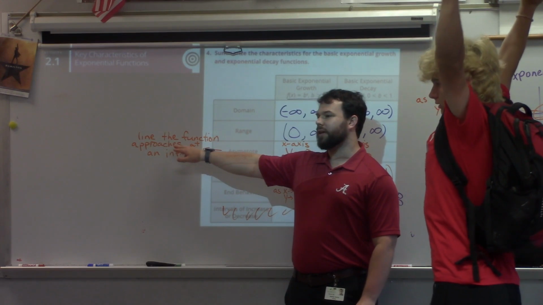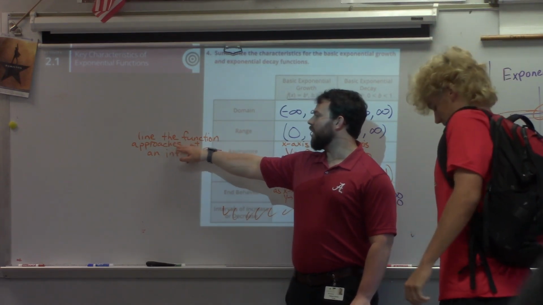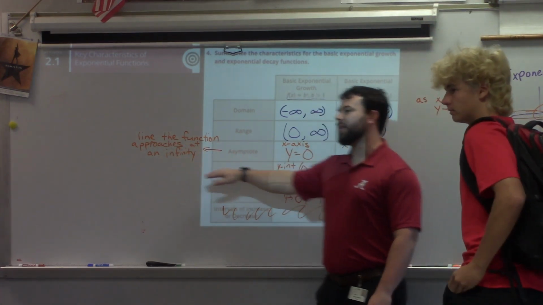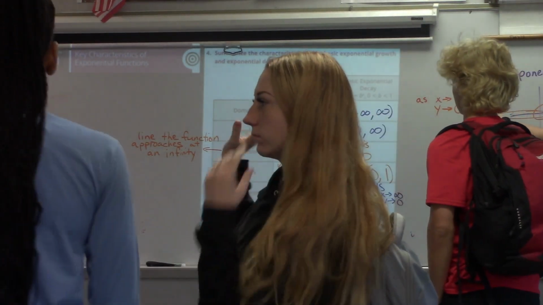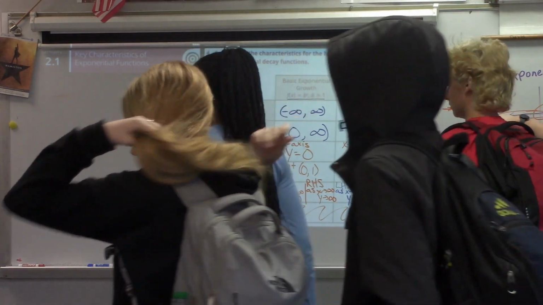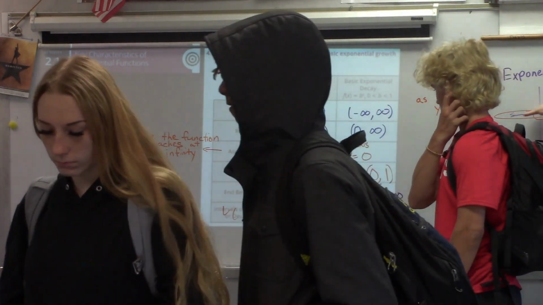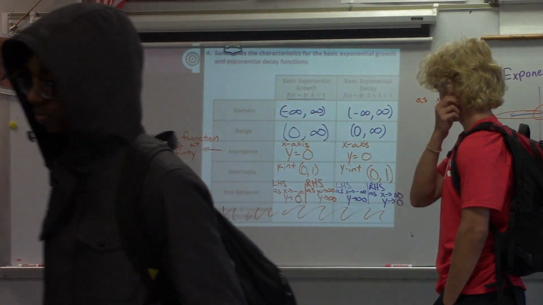Miracle right here. An asymptote is the line that a function approaches at infinity. So when we look right here, as we go to the left forever, you see how it's getting close to the x-axis? So it's a line that it's approaching. It never gets there, but it gets real darn close.